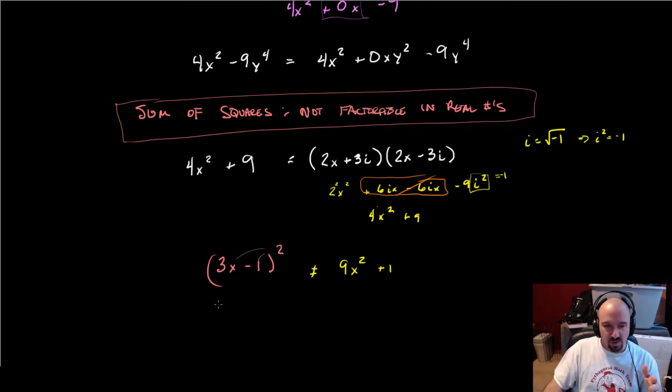Remember that if you really want to do this, that means that you take 3x minus 1 and you multiply it by 3x minus 1. Doing so is going to give you 9x squared, but then you're going to get a minus 6x and then a plus 1. This minus 6x is the thing that's missing. So that's why you don't want to go ahead and do that.